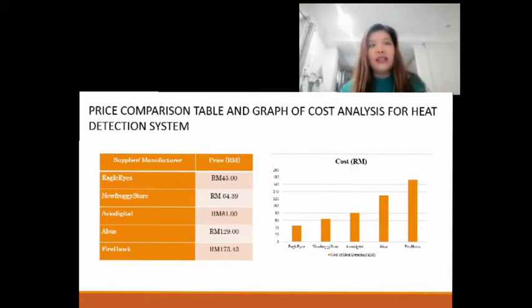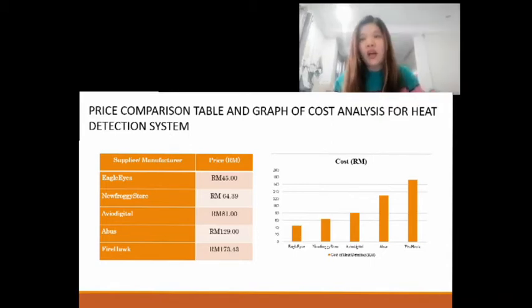Firehawk is the supplier that provides the highest price for the heat detector, which is 173 ringgit and 43 cents. The cost of a heat detector is based on the function, the popularity, the image of the brand, and its commercials.